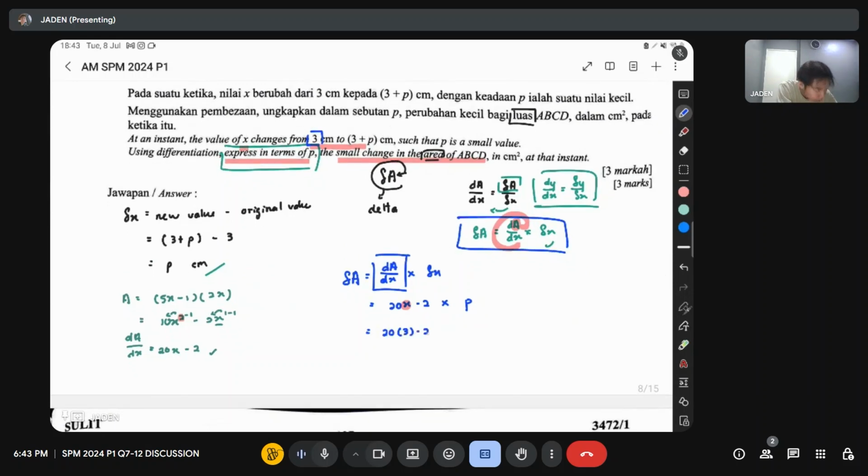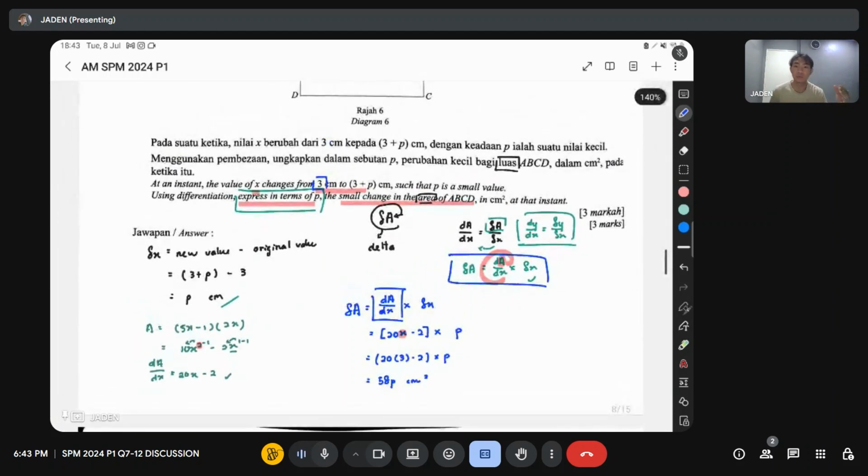And then minus 2. Oh yeah, guys, don't forget, if you want to put a bracket, it's safer for you to put a bracket. So you have to settle this one first, only then you multiply with p. So 20 times 3 is 60. 60 minus 2 is 58. 58 times p, 58p cm squared. The reason why I write down cm squared is because this is about area. But then I make sure that my answer is in terms of p, and that is exactly how you want to solve question 9a.